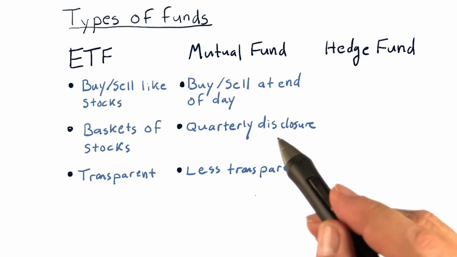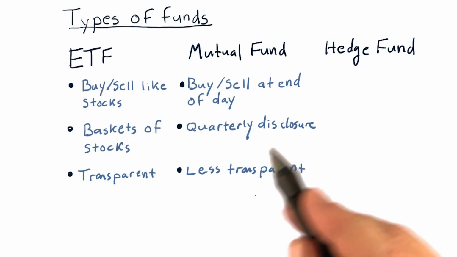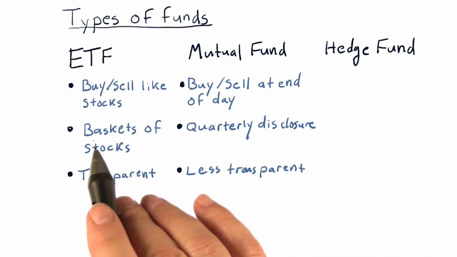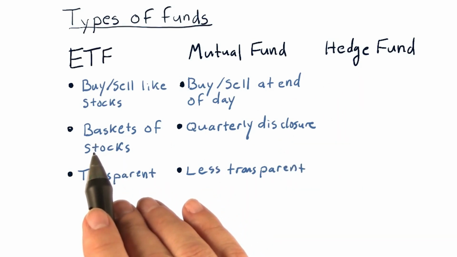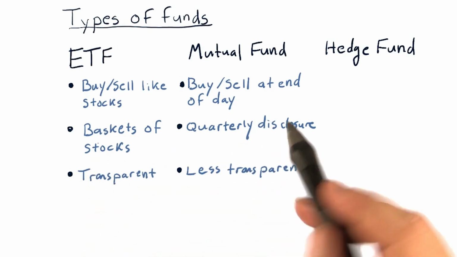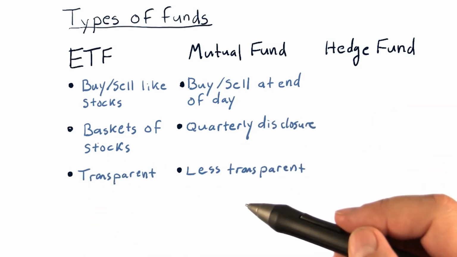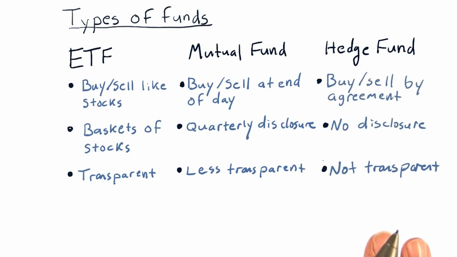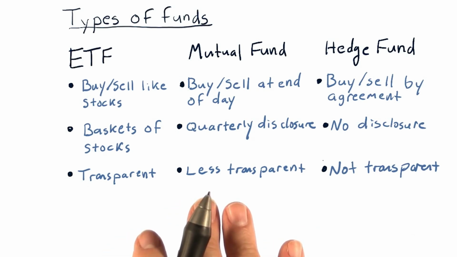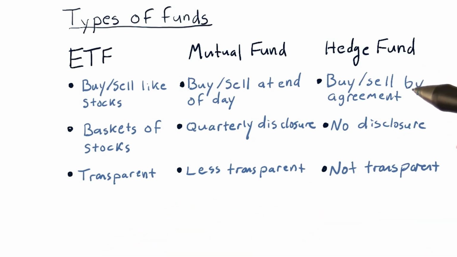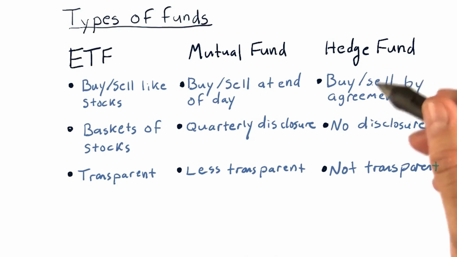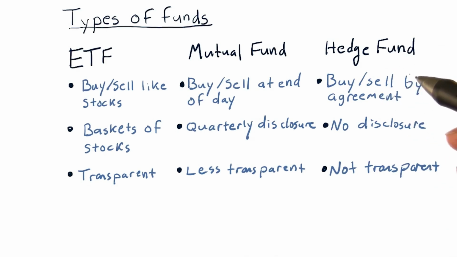Still, they're somewhat transparent because they have stated goals and you know what they're trying to achieve. Similar to, say, an ETF that might represent the S&P 500, there are also mutual funds that represent large cap stocks like the S&P 500. Hedge funds are even less transparent than mutual funds. In fact, even to buy shares in a hedge fund, you have to enter into an agreement that is usually secret in the sense that you're not supposed to reveal the contents of that agreement. It's hard to exit a hedge fund.